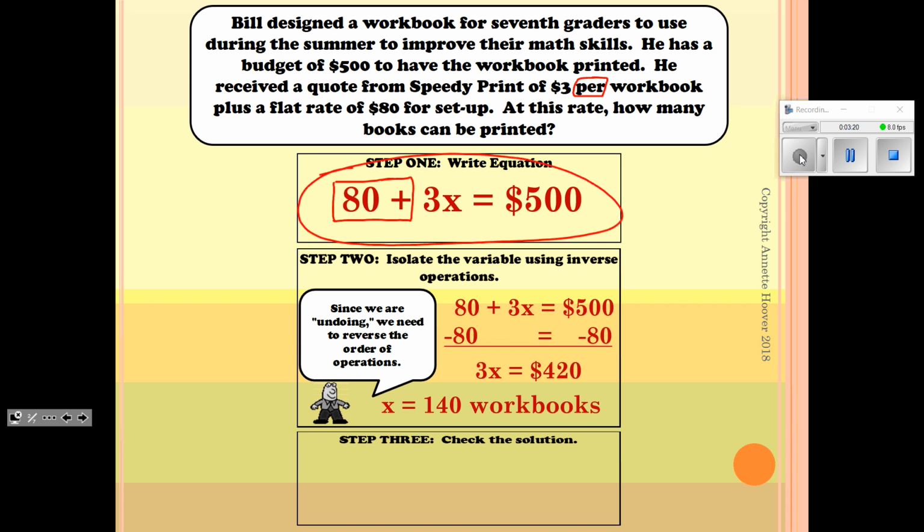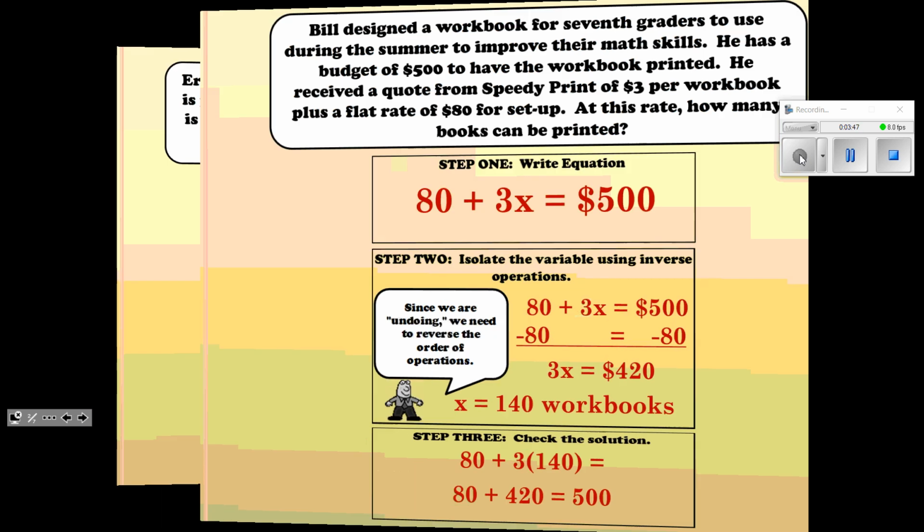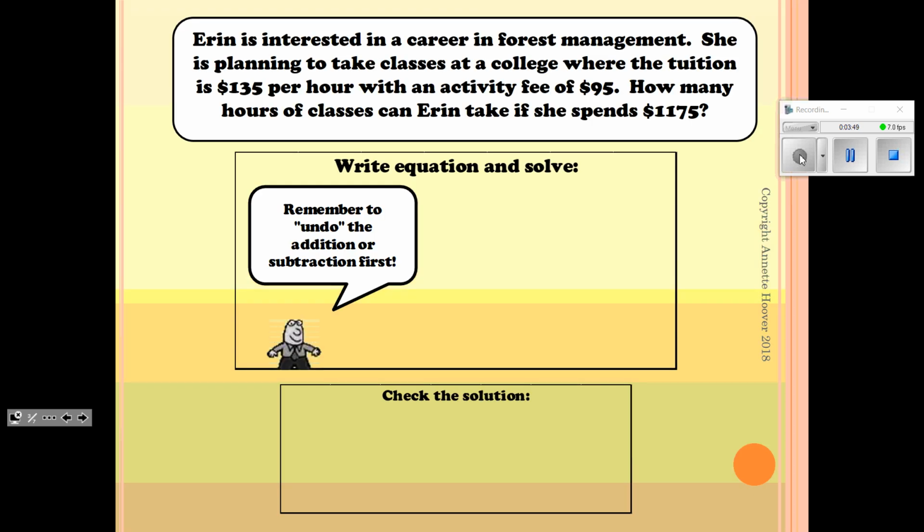Now to check this, we could go back to our original equation up here. Now we know the number of workbooks is 140. We're going to plug it back into the equation and see if we get it. So if we plug it back in, it would be 80, that was the flat fee, plus $3 per 140 workbooks. We do our multiplication first, and then we add our 80. That would be 80 plus 420, and it does check to be $500. So you're going to be looking for keywords that let you know how to set up a two-step equation.